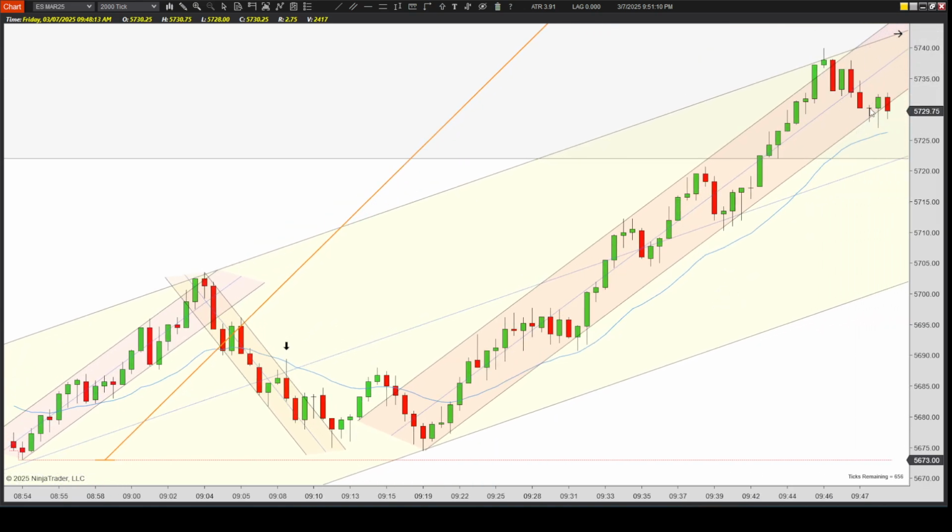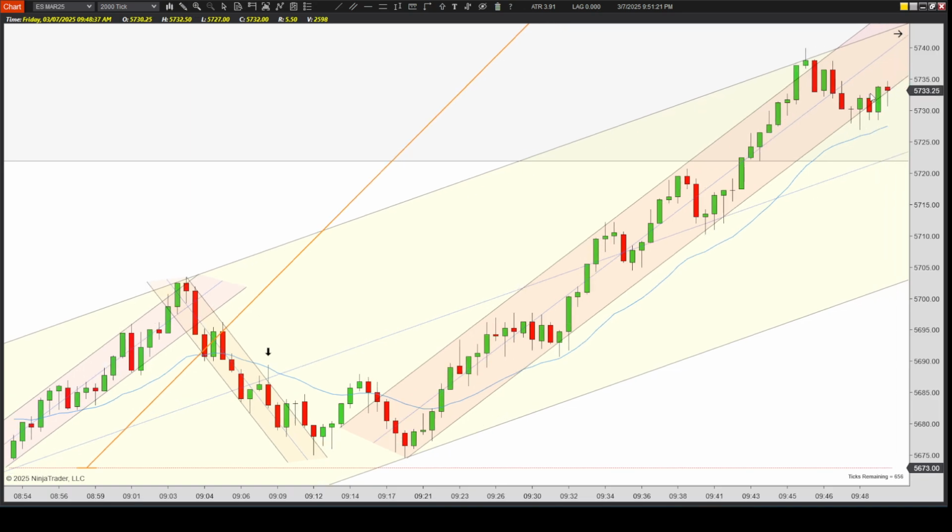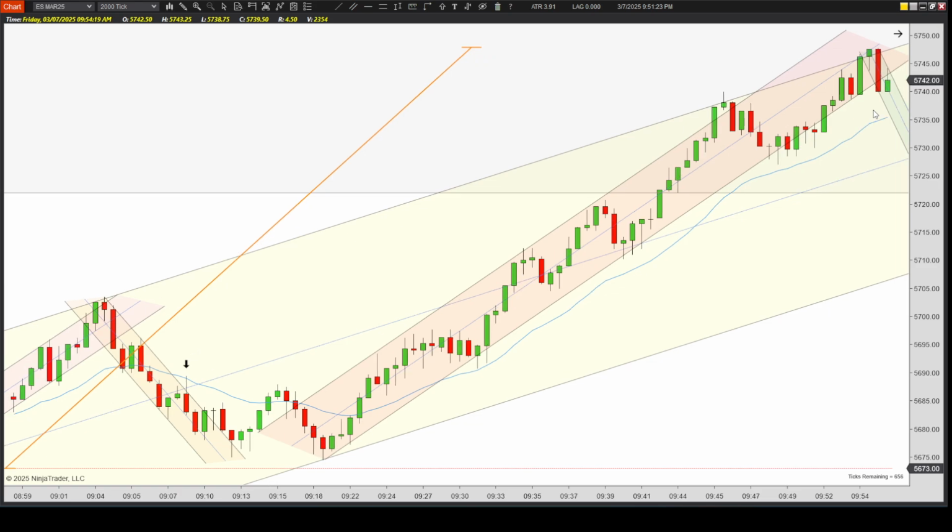You have a second entry long here, but it's just kind of a doji. It had an overshoot already, so I'm not ready to take a second entry long in the same direction when there's an overshoot so early. Kind of chops around, moves up.